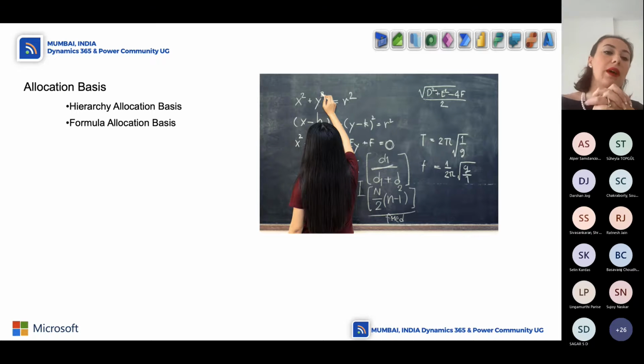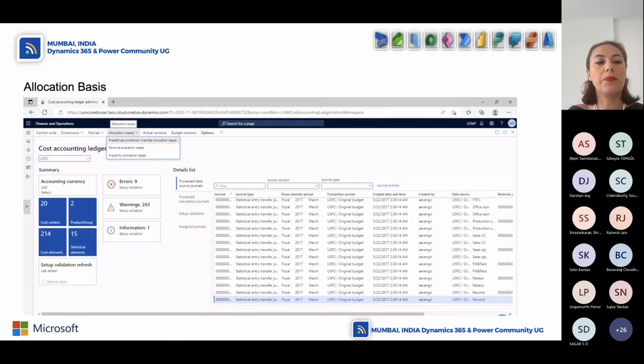And we have to set up our allocation bases. Normally there are 3 of them, but one of them is just showing what you have set up in the system. So I will go for the hierarchy allocation basis and formula allocation basis. If you don't require this setup, you don't have to set these up as well.